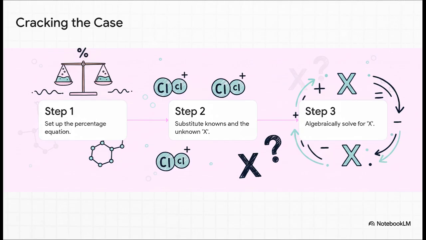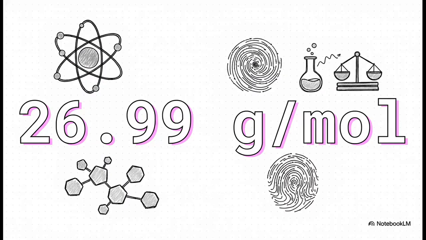From there, it's just a matter of plugging in the numbers we know and doing a little algebra to solve for X. And after we run the numbers, after all the algebra shakes out, we find that the atomic mass of our mystery element is 26.99 grams per mole. We have its chemical fingerprint.